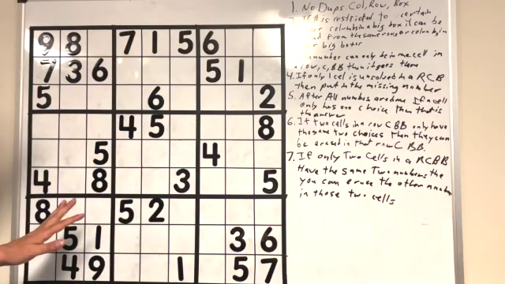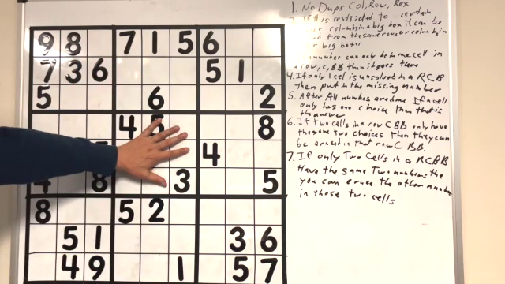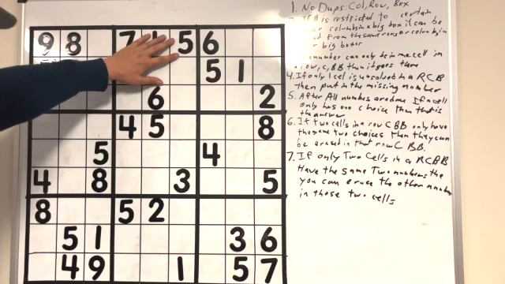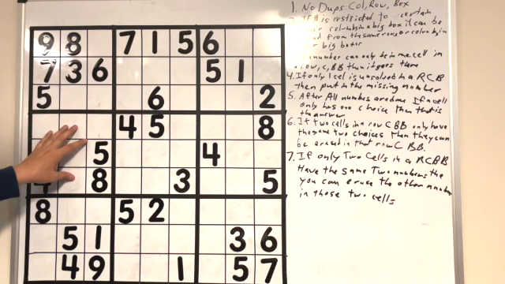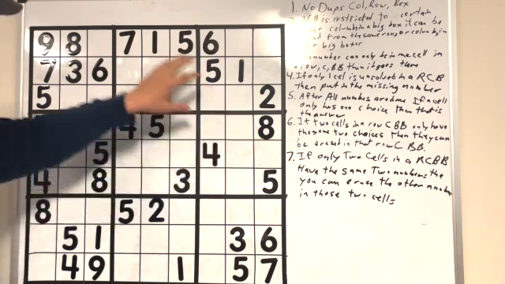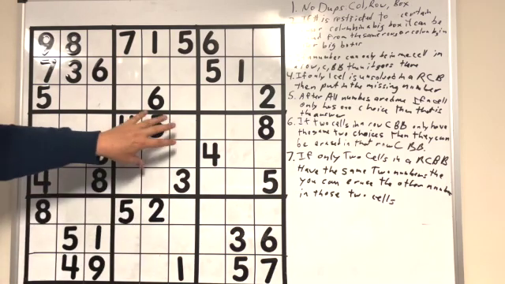Just as a reminder, when you're looking at a big box, you need to check the 4 boxes that are not diagonal from it to see if you can solve it. If we had an 8 here and here and here and here, we would solve the 8 here.